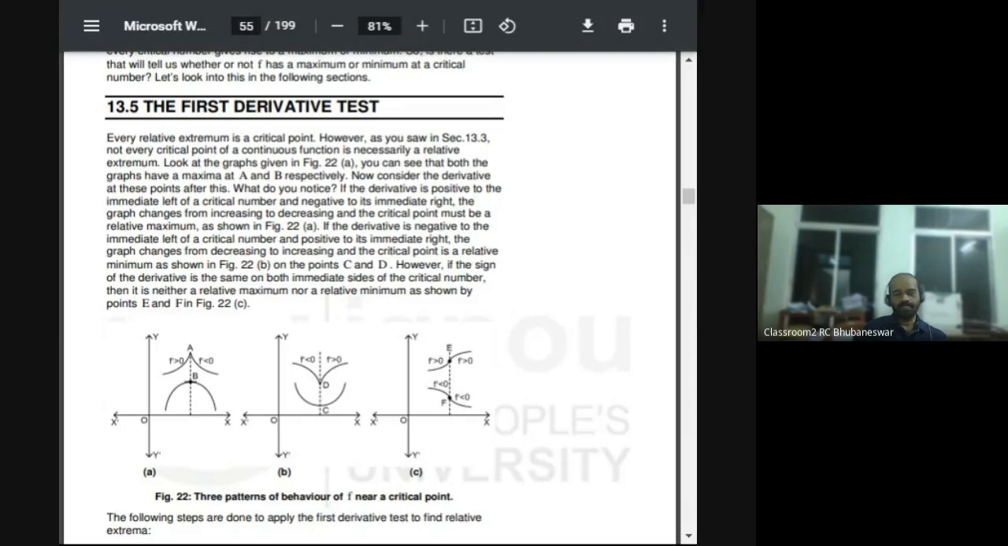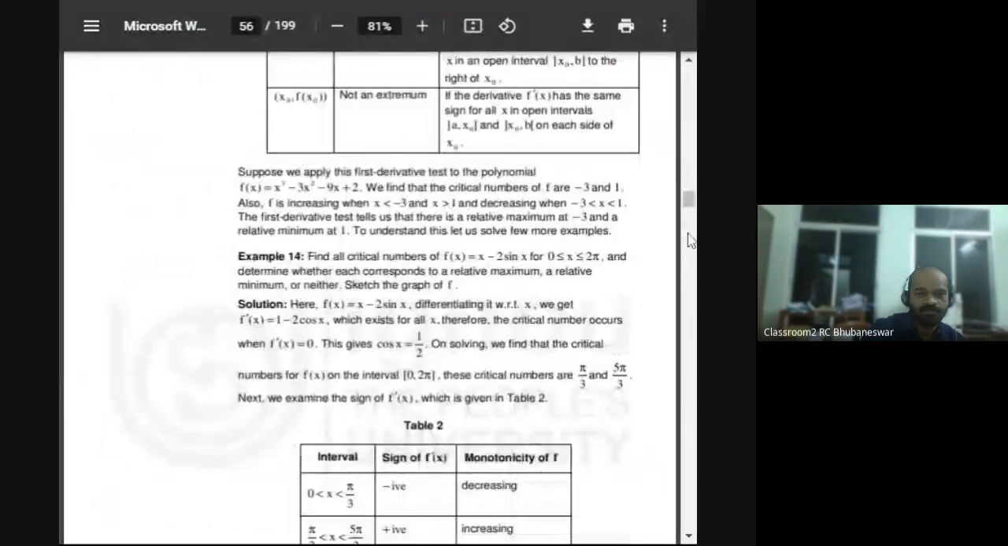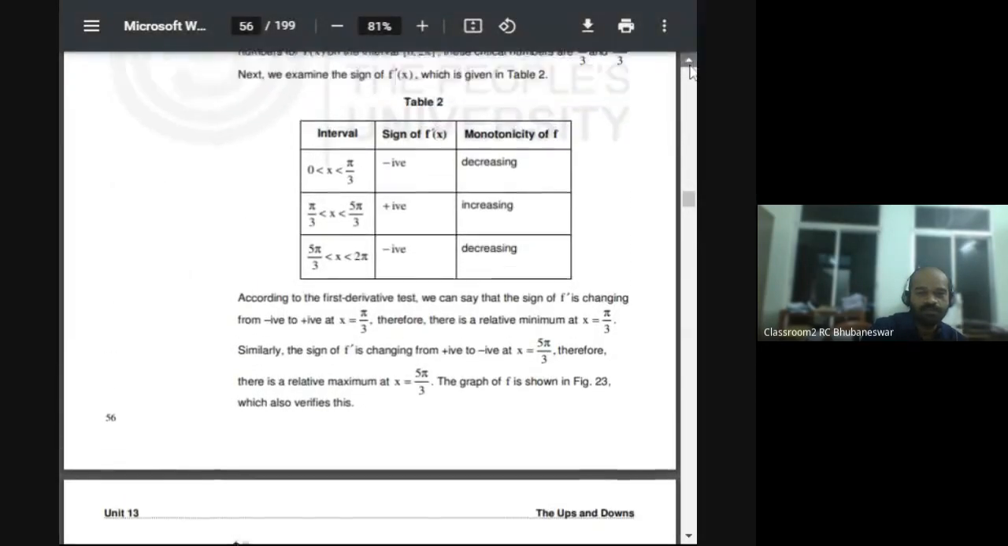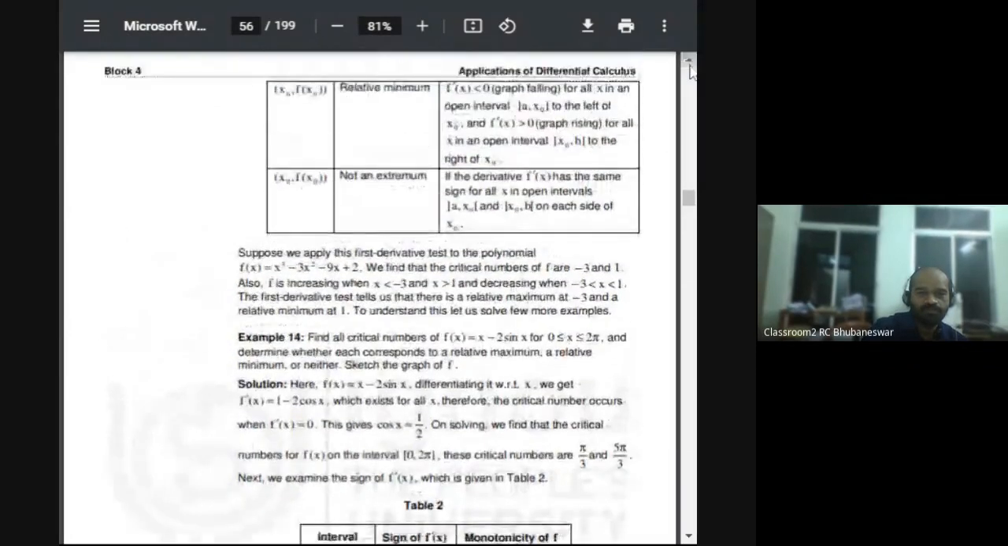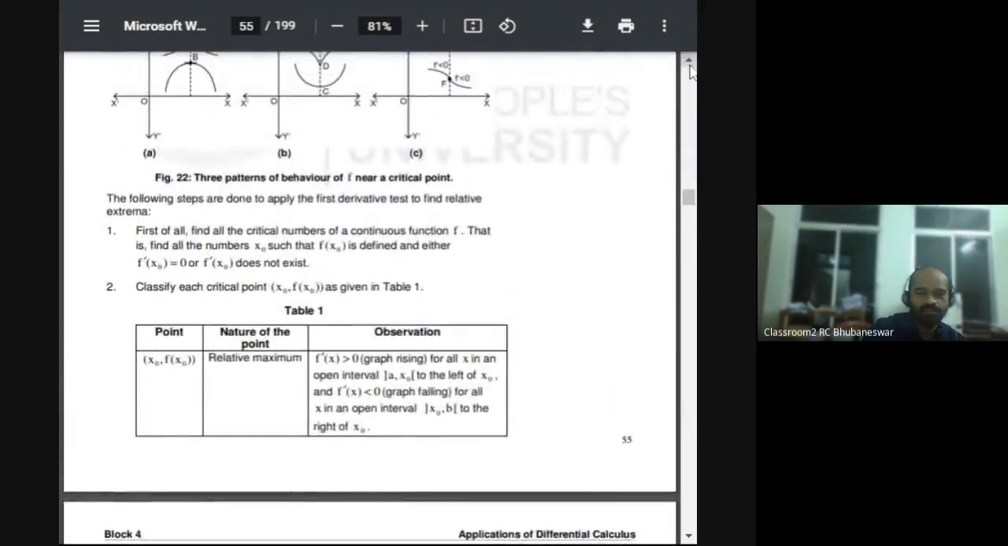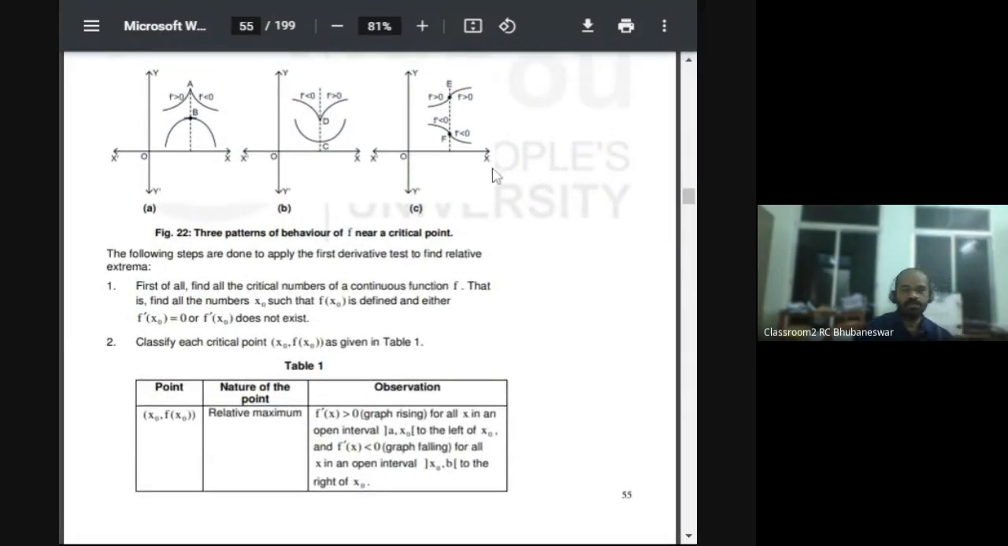Now look at the particular figures drawn in figure number 22 that was presented on your screen in the PDF. In that figure, we may point out that we have three different patterns of figures. Here, in the first pattern, look at the point B. Here in point B, the tangent is parallel to the x-axis. So here we can say that the first derivative of the function will be 0.